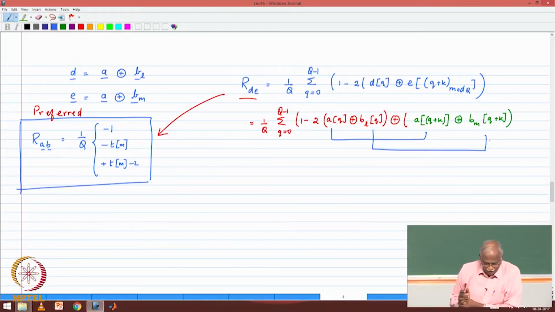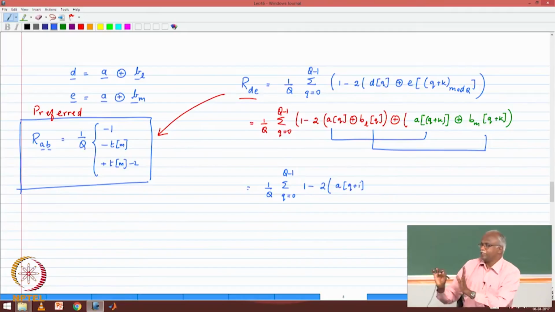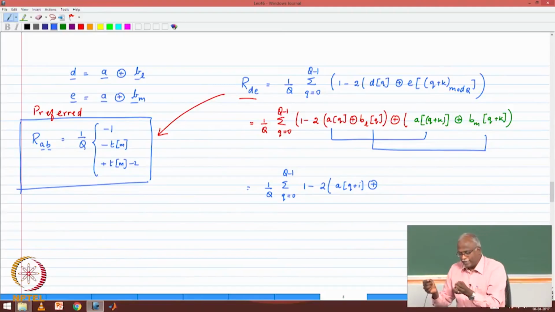Okay? What can you tell me when I add two M sequences? Shift property will give you a third sequence. So this one can be written as 1 by q summation q equal to 0 through q minus 1, 1 minus 2 times a of q plus i, some other shifted version. Okay, it's not the original two. And this will be exclusive OR with the B's, which are also M sequences. If I take two cyclically shifted versions, it's going to produce another cyclically shifted version. I'm going to call that b of q plus j.